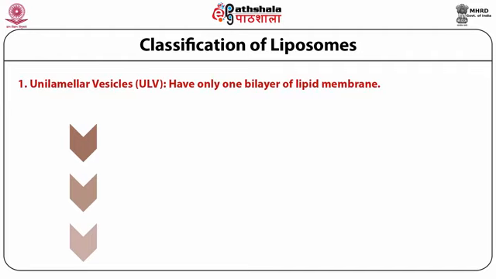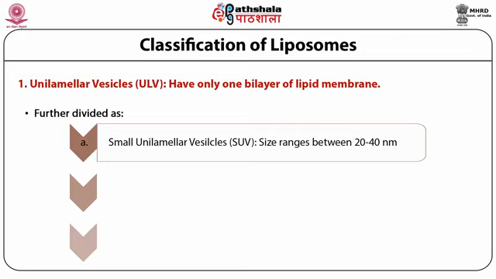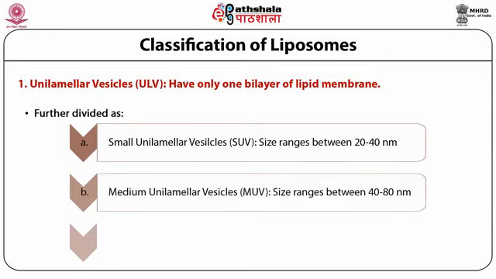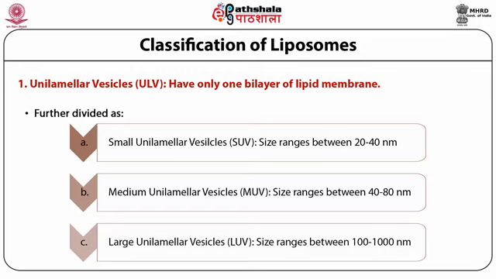Unilamellar vesicles are represented by ULV. They have only one bilayer of lipid membrane. They are further divided as small unilamellar vesicles, SUV, size ranges between 20 to 40 nanometer. They are very small in size. Medium unilamellar vesicles, MUV. These are larger and have a size in the range of 40 nanometer to 80 nanometer. Large unilamellar vesicles, LUV. These are very large unilamellar liposomes having a size in the range of 100 nanometer to 1000 nanometer.